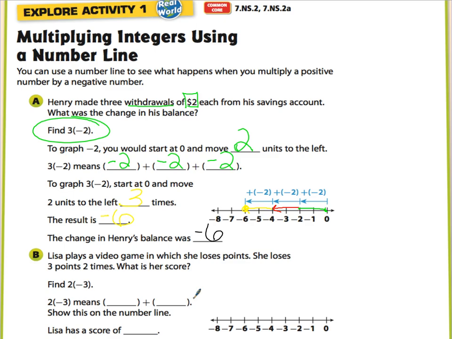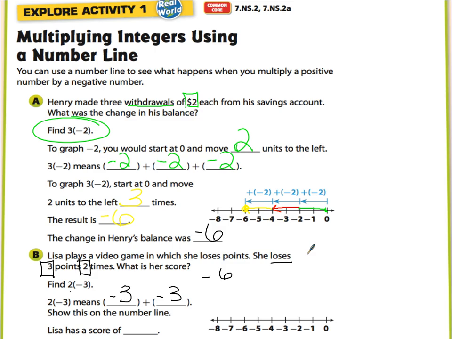Okay, so now we have Lisa, who plays a video game, and she loses points. She loses 3 points, so loses 3 points 2 times. So in this case, twice she has lost negative 3 points. So if I change this to addition, I know that this means negative 3 plus a negative 3. So based on my rules of addition, I just add these two numbers and keep the sign. So I know my answer should be a negative 6. However, we're going to multiply.